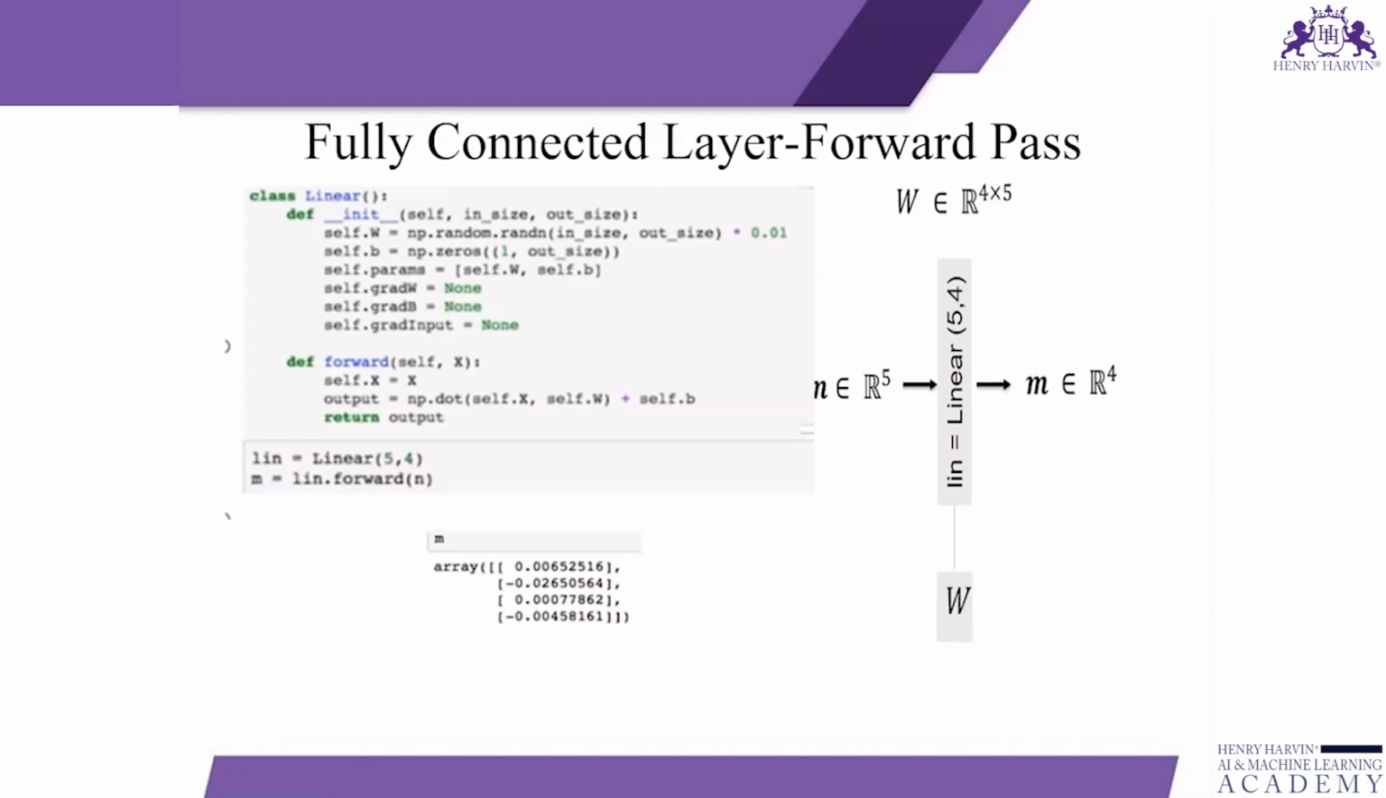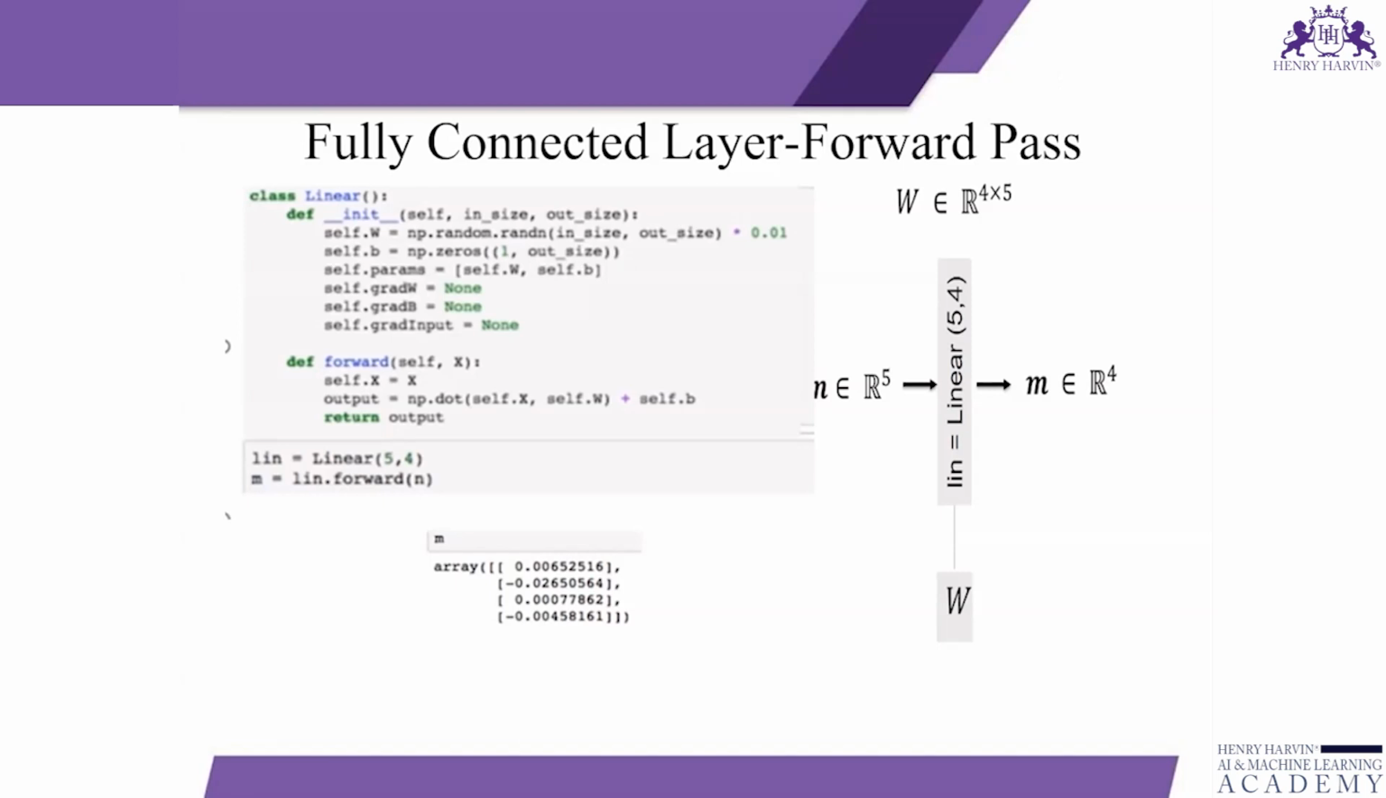So the constructor is first creating our weight matrix. In this case, the weight matrix, as you know, is in size times out size. So it was 5 by 4, right? What we're doing is initializing it randomly around 0.01. So we are doing a random initialization for self.W. This is our class variable W.